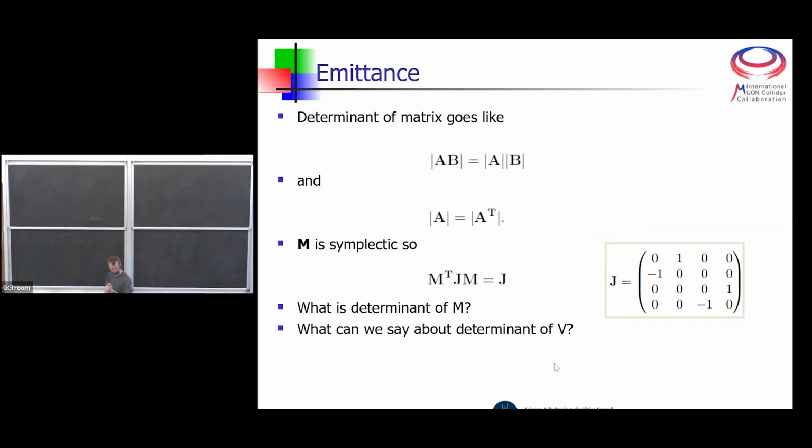Okay. So now I have a question for you. The determinant of a matrix, you may remember from your high school, I guess, or undergraduate: the determinant of a product of two matrices, det A times det B, is the determinant of AB. And the determinant of a matrix is the same as the determinant of its transpose. And M is a symplectic matrix. So that means that it obeys this relationship here, where J is this symplectic matrix. So the question then, given those three facts, can you tell me what the determinant of M is?